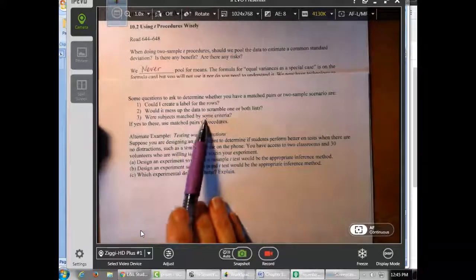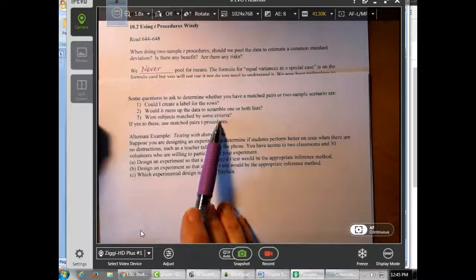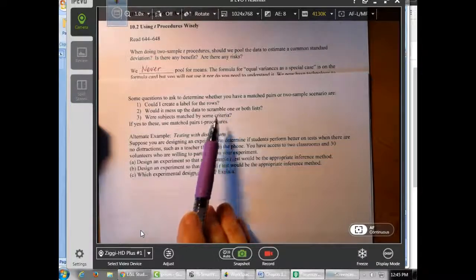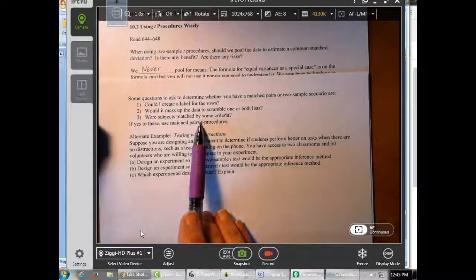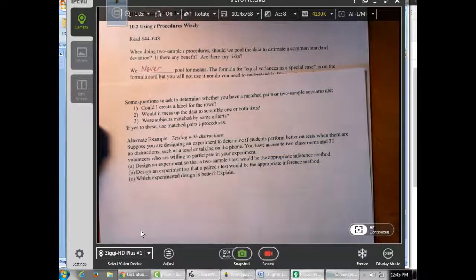Finally, were the subjects matched by some criteria? Guys, were the subjects matched by some criteria? If they were, such as, remember we did the block dogs activity? And y'all remember what a block is? You can group on more than one thing in a block, but in matched pairs you only have two things in the block. So a matched pair is just a two-person or two-subject block.